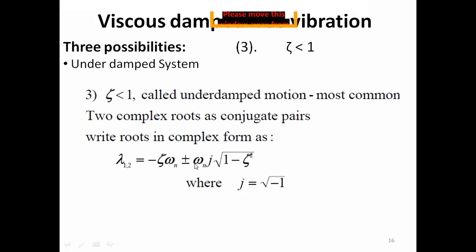So in that case, lambda 1 and lambda 2 would be minus zeta omega n plus minus omega n j under the root 1 minus zeta square. Since there is iota or j here, we would have complex roots. We would have two complex roots, and we would have a conjugate pair, one with the positive sign and the other with the negative sign. So in this case, we would have two complex roots as conjugate pairs.